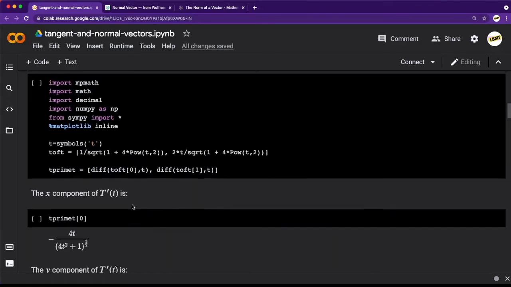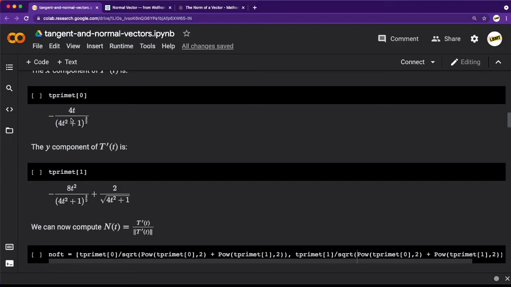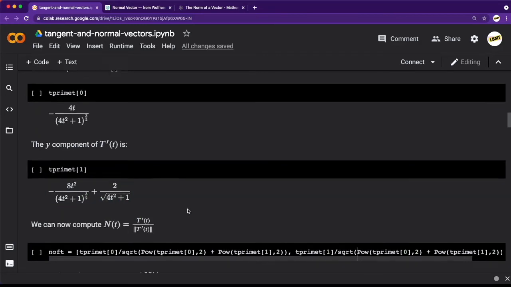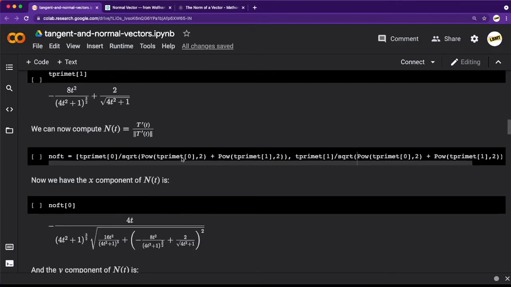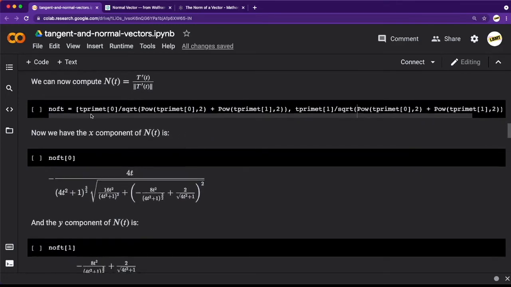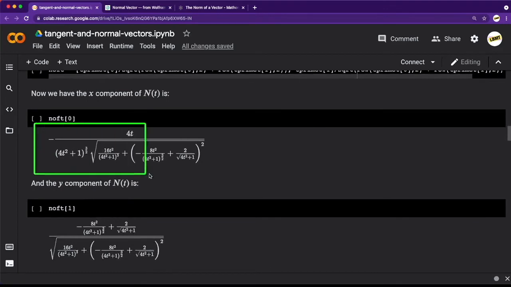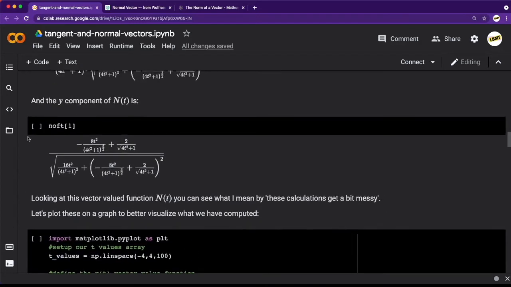And so after we do that, let's see what the computer comes up with here. For the x component of the derivative of the tangent vector, it gives us this expression for the x component of T prime of t. For the y component of T prime of t, it gives us this more complicated expression here. Now that we have that, we can move on and compute this normal vector. We basically run it through the same thing, and what do we get? We get this value for the x component, and we get this value for the y component.